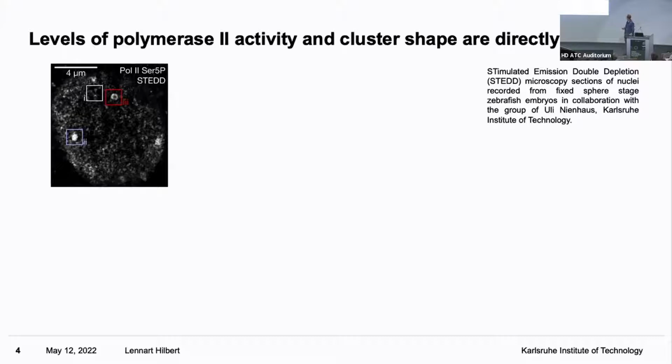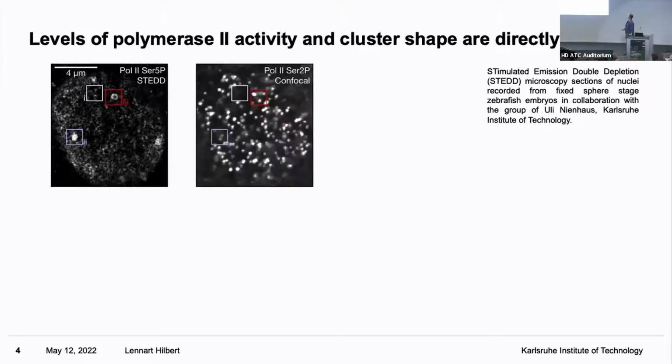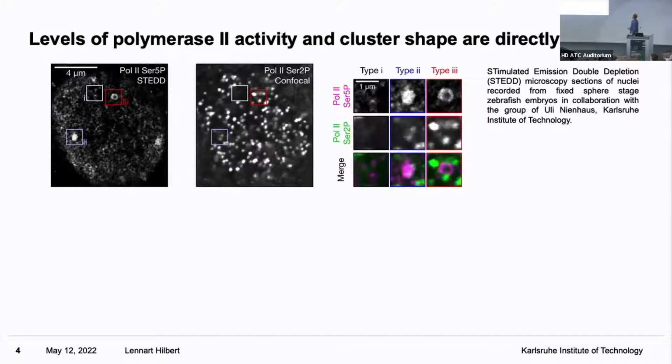So we super resolved one channel and got in addition a second confocal microscopy channel that gives you the transcription level. So on the left, we get the structure quite nicely resolved. On the right, we also have the transcription level, so we can see the activity and correlate these things with each other. And we get the same types that we have seen before, but with better resolution.